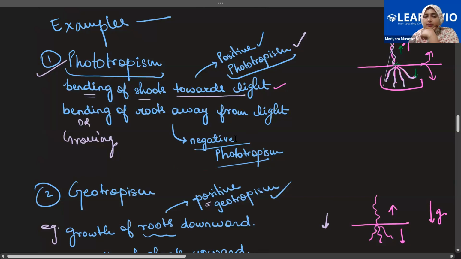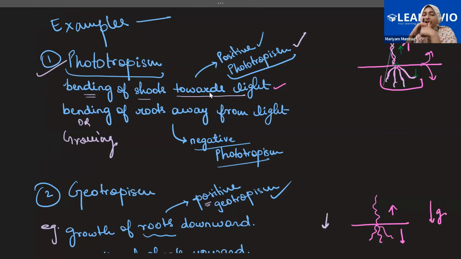The first example that comes under phototropism is the bending of shoots towards the light. Shoot means stem. So when the stem or the shoot moves towards the direction of the light, we'd say it is positive phototropism. Or bending of roots away from the light, or growing of roots away from the light, is negative phototropism. Negative and positive phototropism is clear to you all.